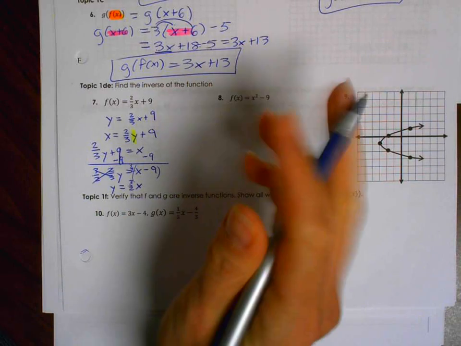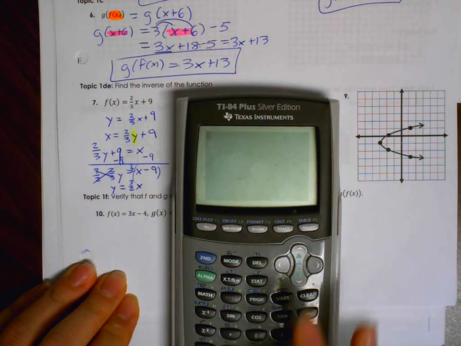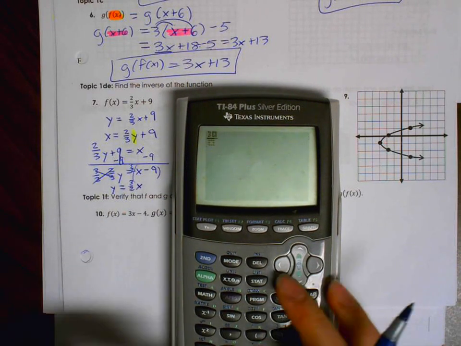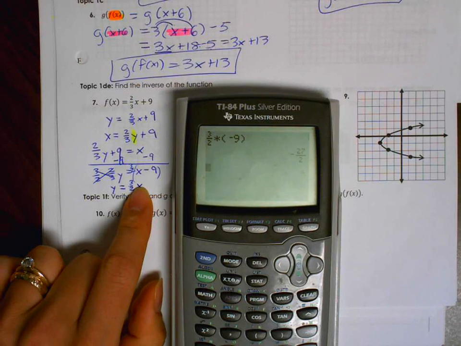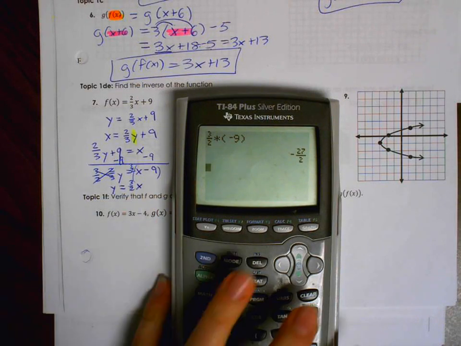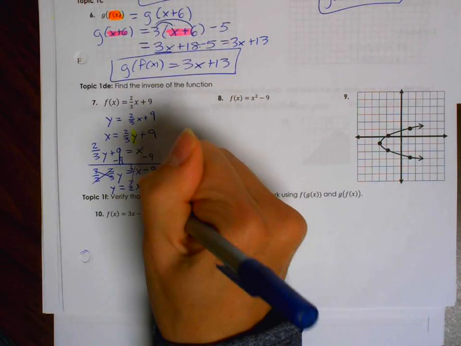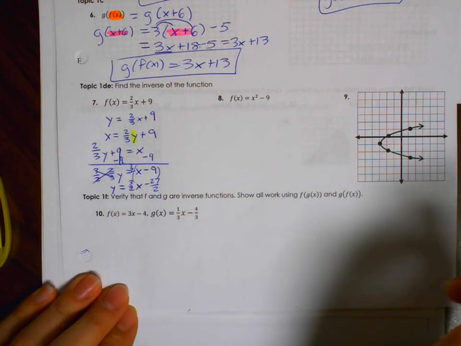Quick refresher, you can do this in your head, you can do it on paper. If you do it on your calculator, remember we talked about the alpha y equals button. So I would have alpha y equals 3/2 and then times -9. So 3/2 times -9 gives you -27/2. Otherwise you're doing top times top, bottom times bottom.